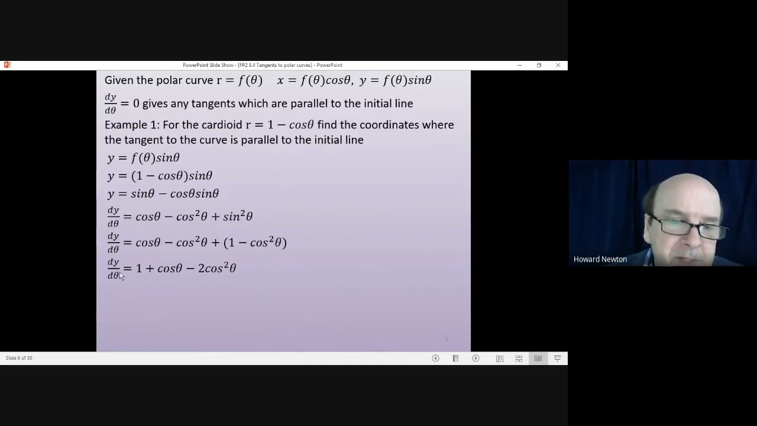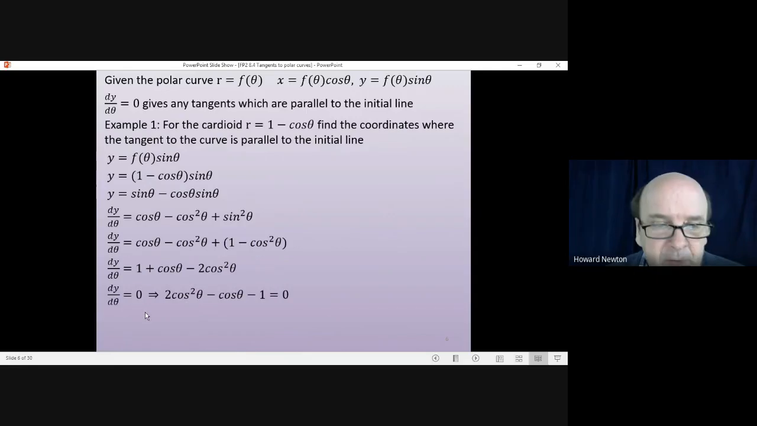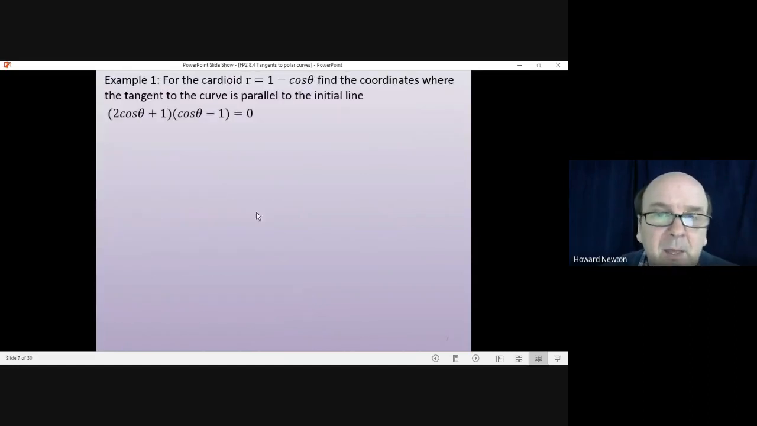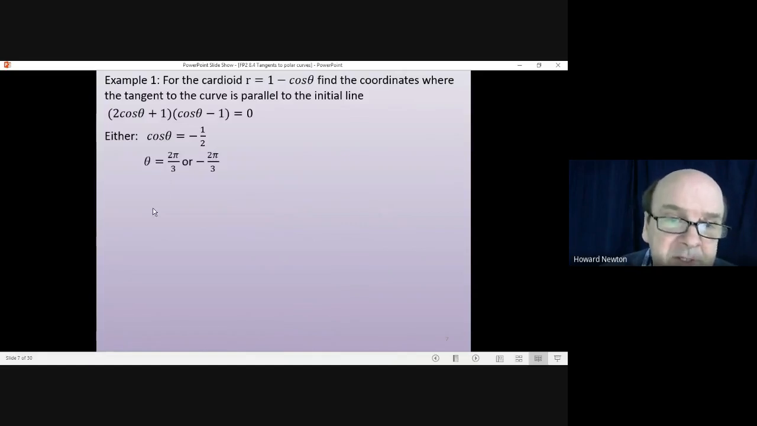Now we want to know when dy by d theta is equal to 0. Well, just rearranging that will give us 2 cos squared theta minus cos theta minus 1 equals 0. And factorizing that gives 2 cos theta plus 1 times cos theta minus 1 is equal to 0. Either the first bracket will equal 0, which gives us cos theta equals minus a half. And if cos theta is minus a half, that will give us theta equals 2 pi by 3 or minus 2 pi by 3 radians.